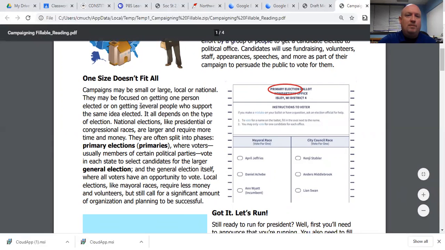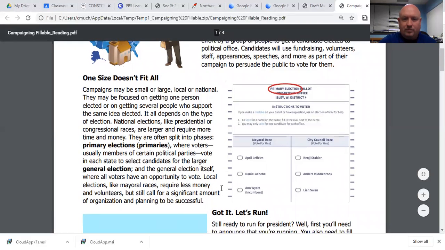One size doesn't fit all. Campaigns may be small or large, local or national. They may be focused on getting one person elected or on getting several people who support the same idea elected. It all depends on the type of election. National elections, like presidential or congressional races, are larger and require more time and money. They're often split into phases. Primary elections, also called primaries, where voters, usually members of certain political parties, vote in each state to select candidates for the larger general election. And the general election itself, where all voters have an opportunity to vote. Local elections, like mayoral races, require less money and volunteers, but still call for a significant amount of organization and planning to be successful. Got it.